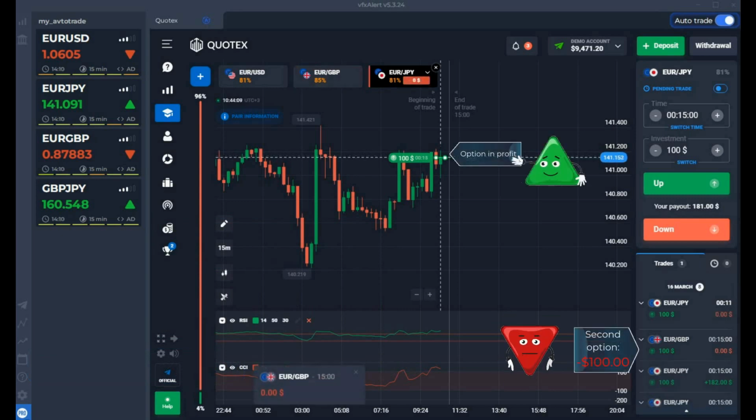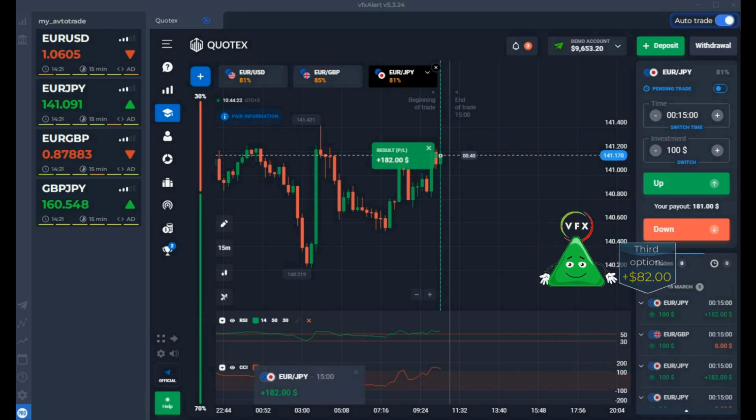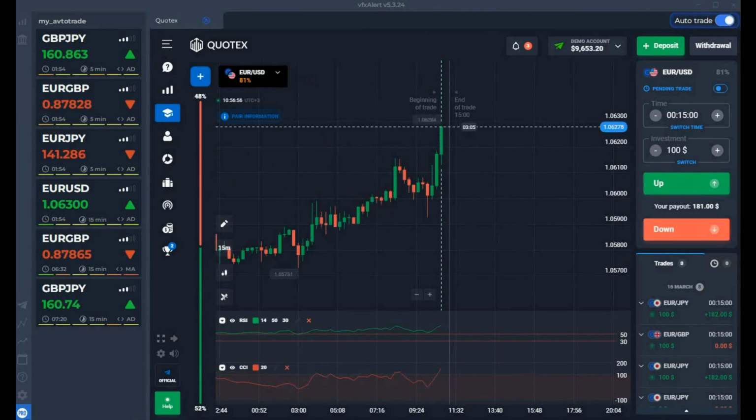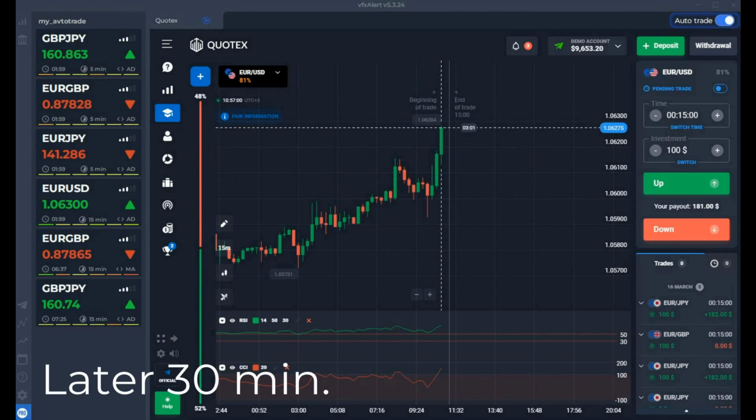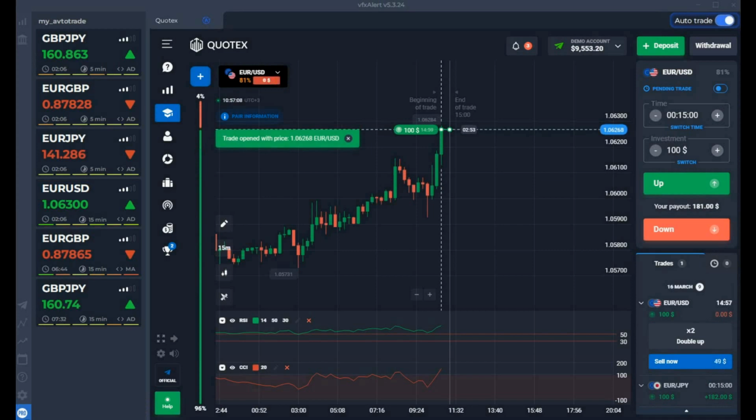The option on the euro-pound closed with a loss. The third option is in profit. We continue auto trade. Euro-dollar option. We are trying to compensate for the loss. All the conditions of the strategy are met. Auto trade works correctly.